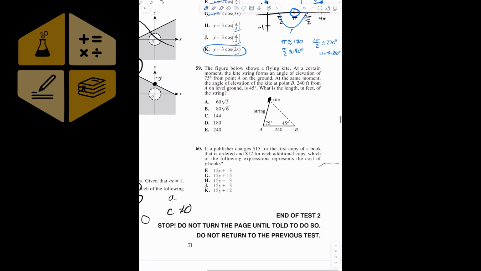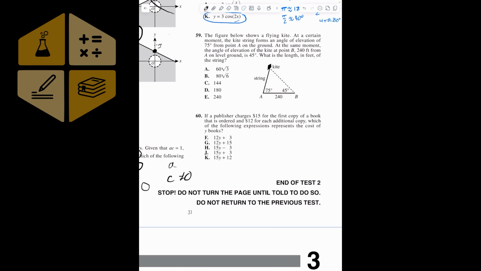So moving on to the next one. Number 59, the figure below shows a flying kite.